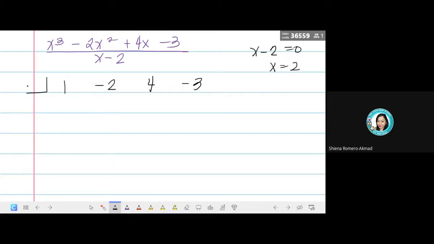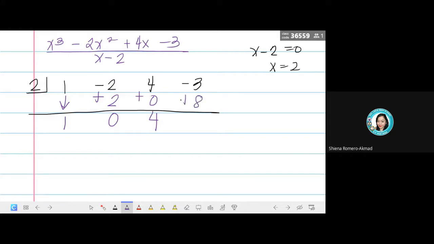Sulat ko dito. Next is to bring down, multiply, add. Multiply, add. Multiply, add. So this will be the remainder.